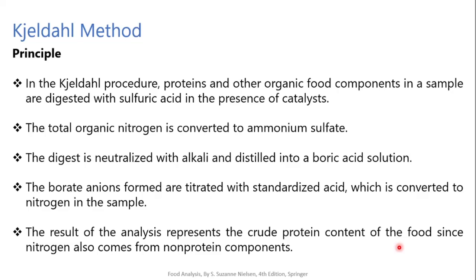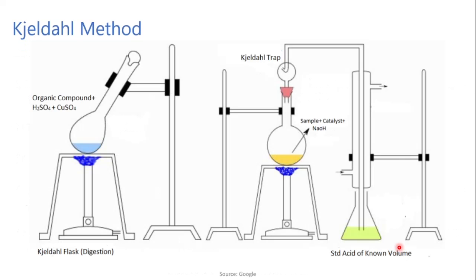The borate anions formed are titrated with standardized acid, which is converted to nitrogen in the sample, and the result of the analysis represents the crude protein content of the food, since nitrogen also comes from the non-protein components. Whenever we analyze nitrogen by the Kjeldahl method, whatever the source, protein or non-protein, the nitrogen comes. That is one of the disadvantages of this method, that we cannot analyze individually the nitrogen that comes from the protein.